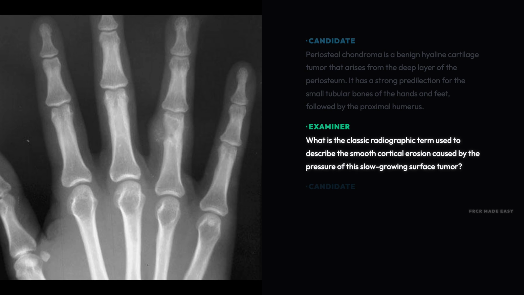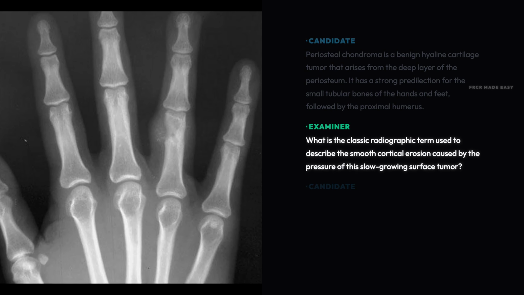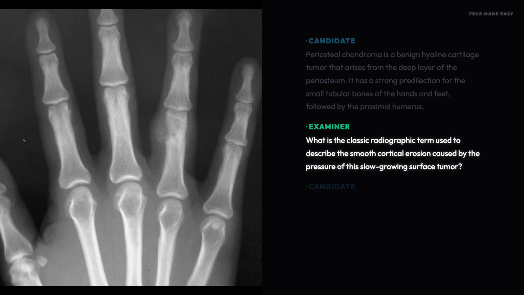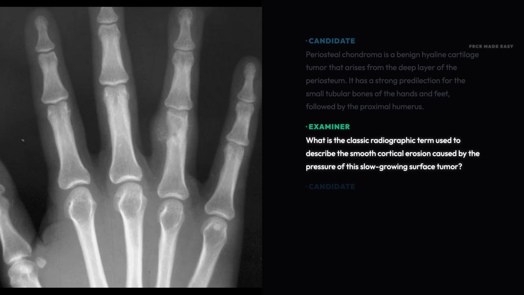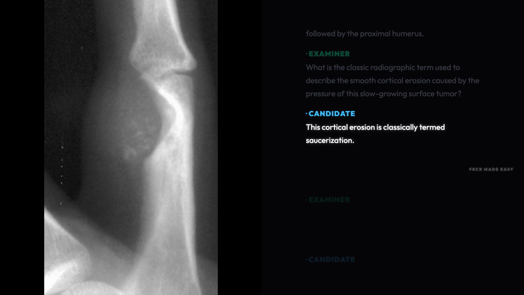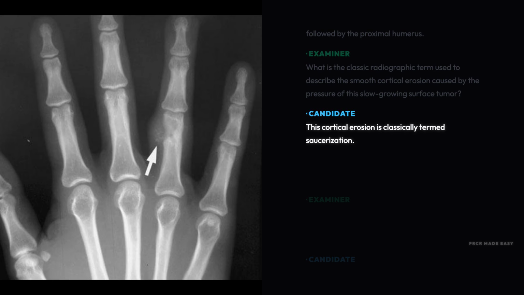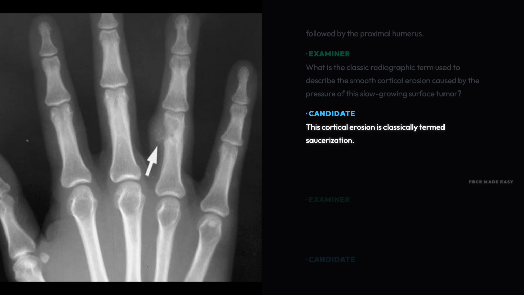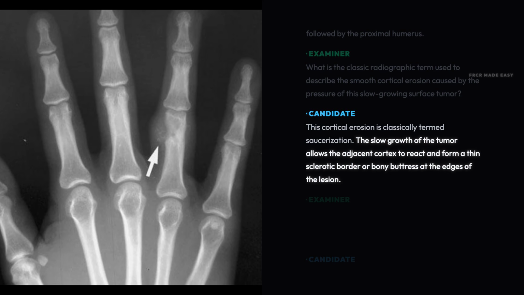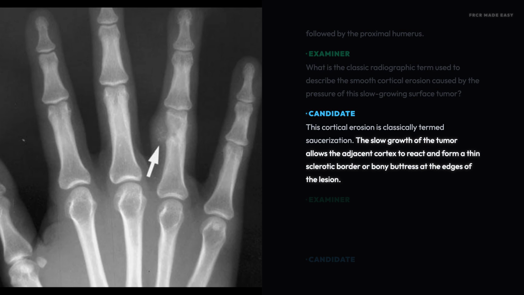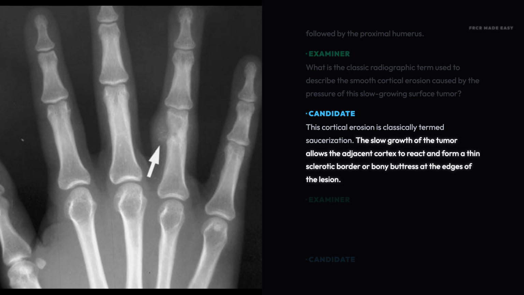What is the classic radiographic term used to describe the smooth cortical erosion caused by the pressure of this slow-growing surface tumor? This cortical erosion is classically termed saucerization. The slow growth of the tumor allows the adjacent cortex to react and form a thin sclerotic border or bony buttress at the edges of the lesion.